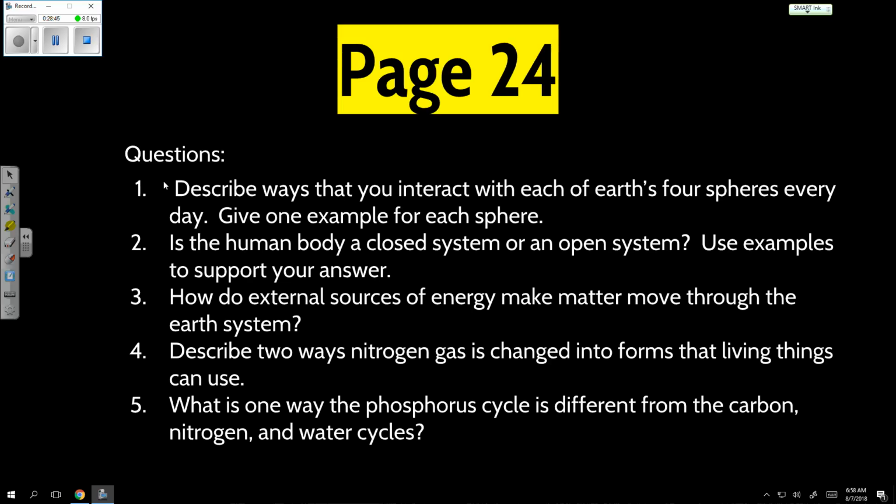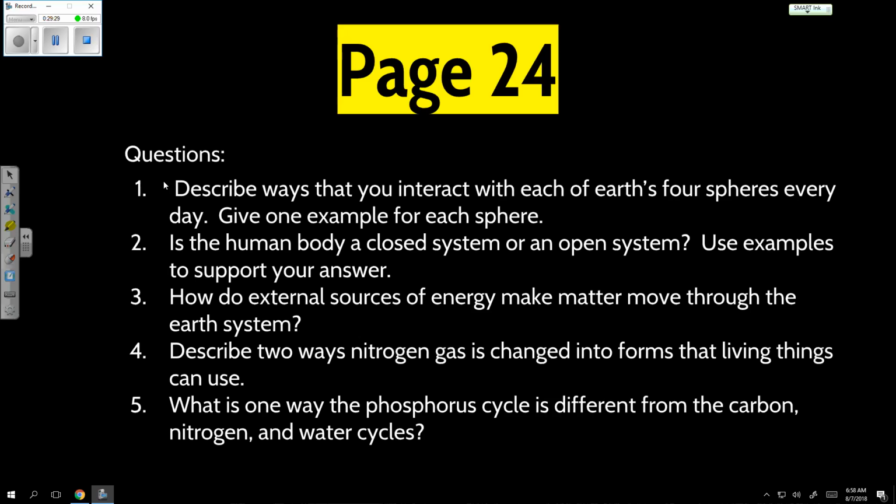Page 24, question number 1. Answers can be somewhat found on pages 18 and 19. Describe ways that you interact with each of Earth's 4 spheres every day. Give one example for each sphere. The atmosphere, we breathe gases. The hydrosphere, we drink water. The geosphere, we walk on Earth's surface. The biosphere, I am a living thing. You are a living thing. We eat living things.